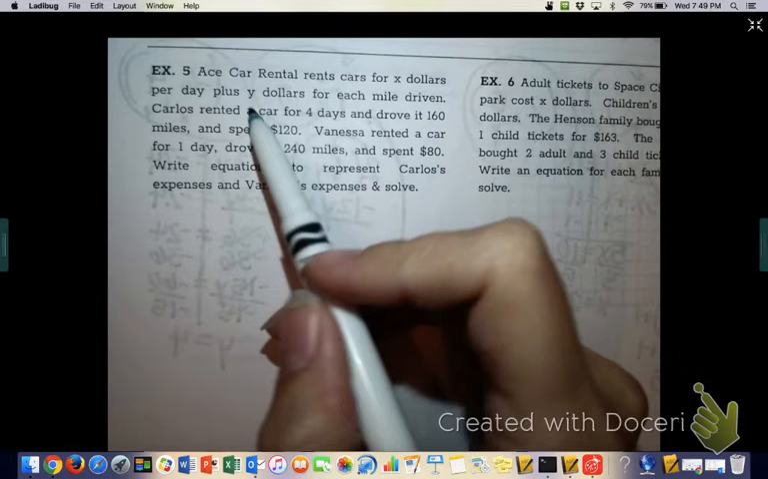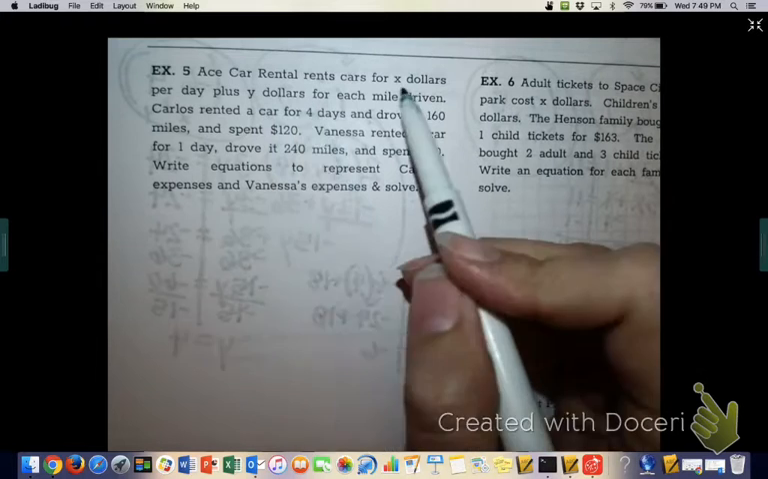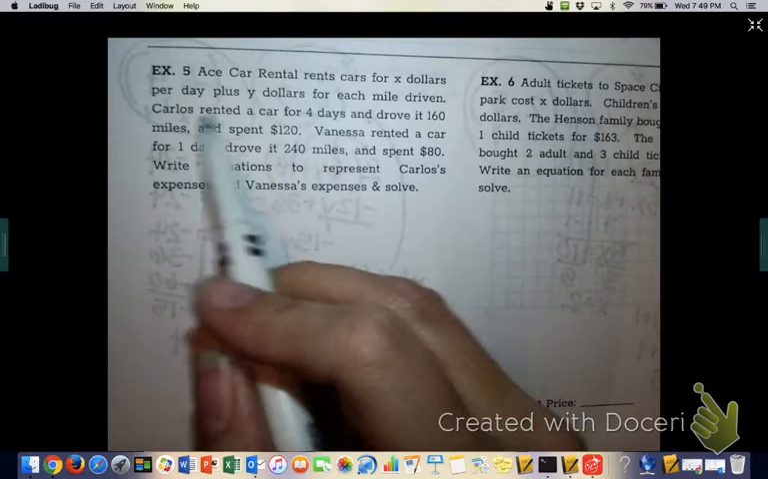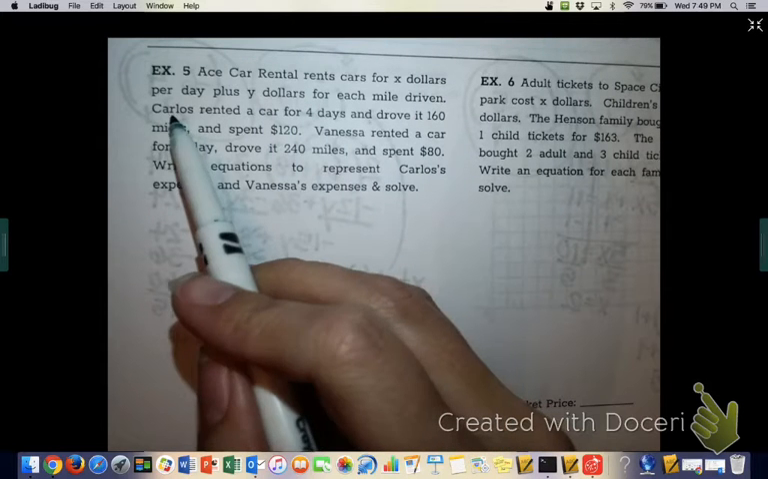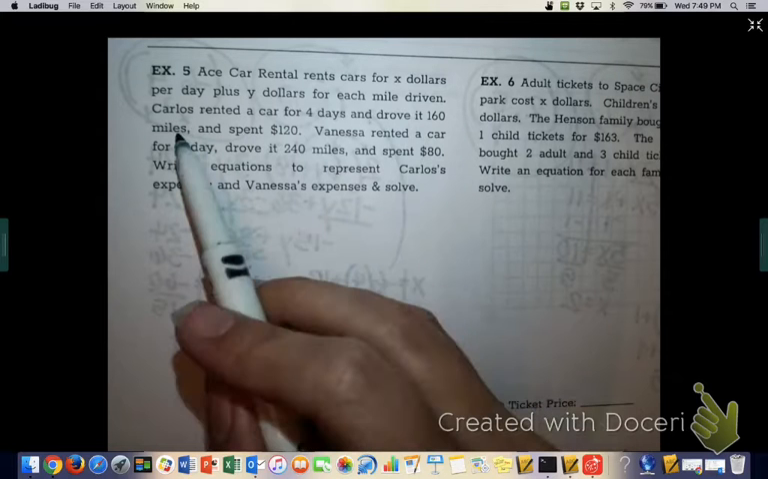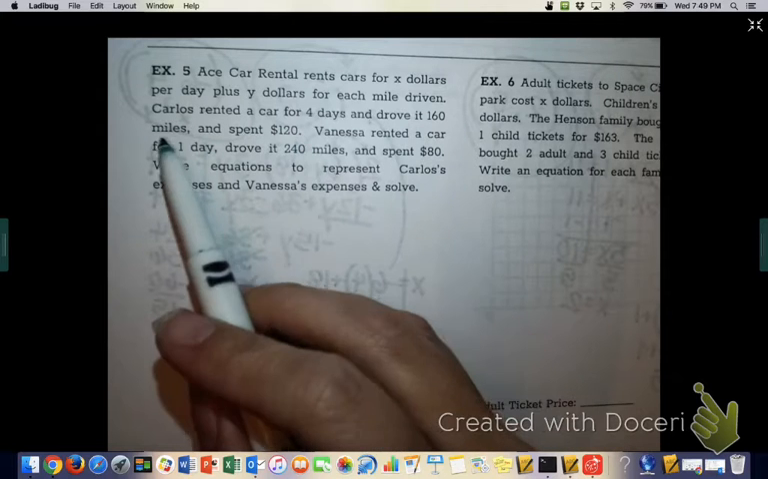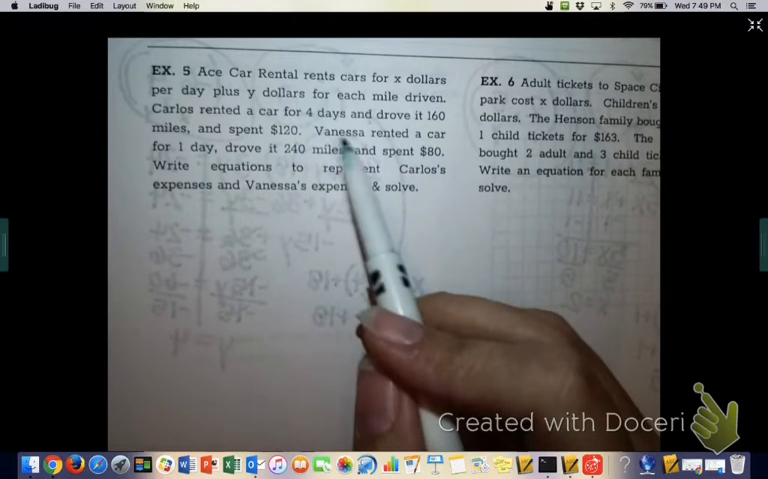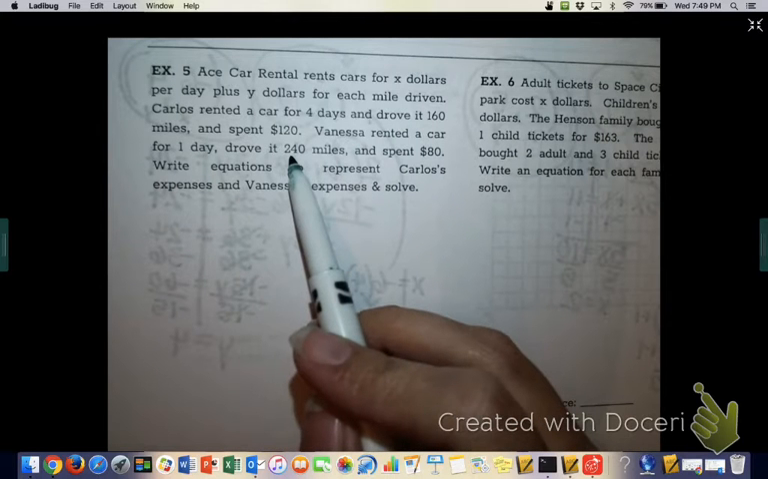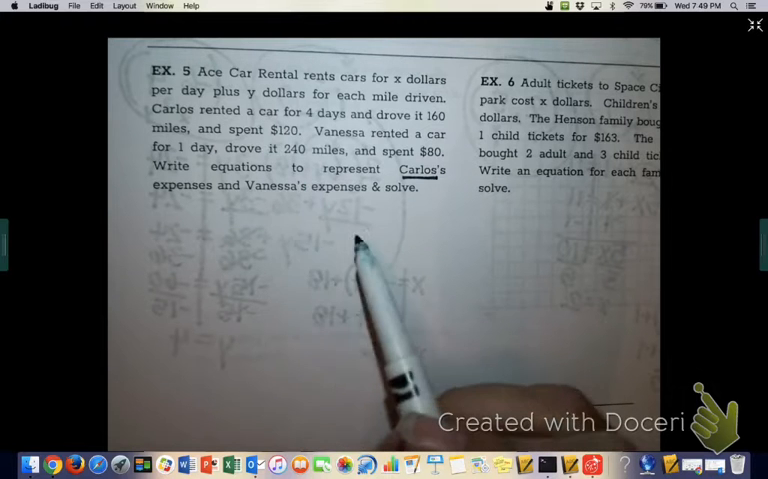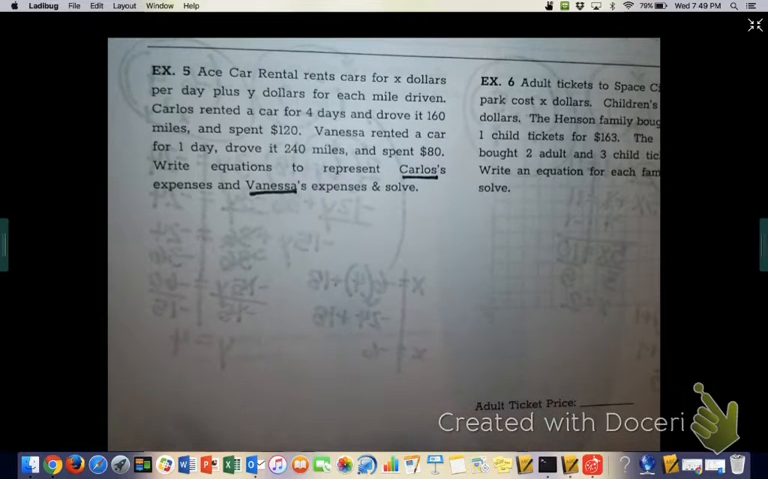Ace Car Rental rents cars for X dollars per day plus Y dollars per each mile driven. Carlos rented a car for 4 days, drove it 160 miles, and spent $120. Vanessa rented a car for 1 day, drove it 240 miles, and spent $80. Write equations for Carlos and for Vanessa, and then solve them.